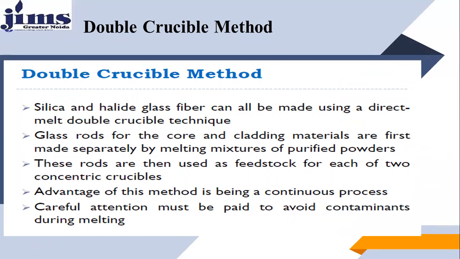Silica and halide glass fibers can all be made using direct melt double crucible techniques. Glass rods for the core and cladding material are first made separately by melting mixtures of purified powders. These rods are then used as feed for each of the two concentric crucibles. The advantage of this method is that it is a continuous process. Careful attention must be paid to avoid contaminants during manufacturing.